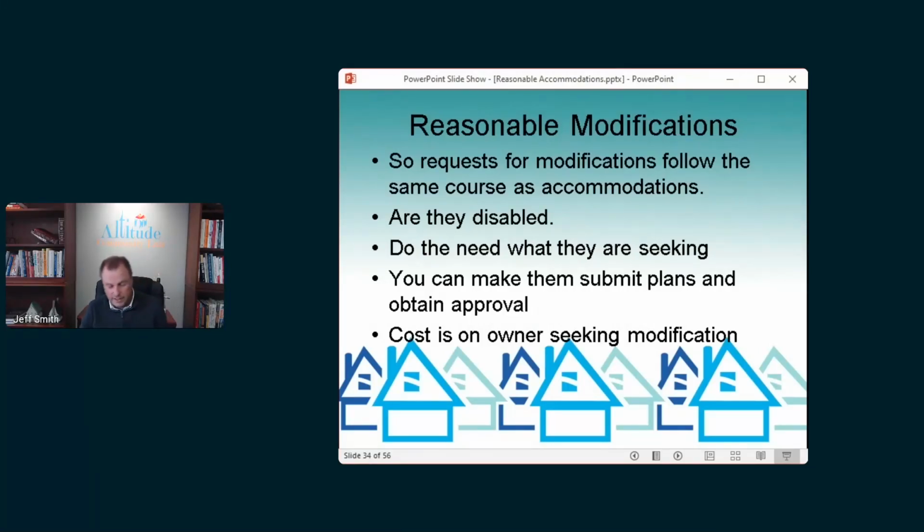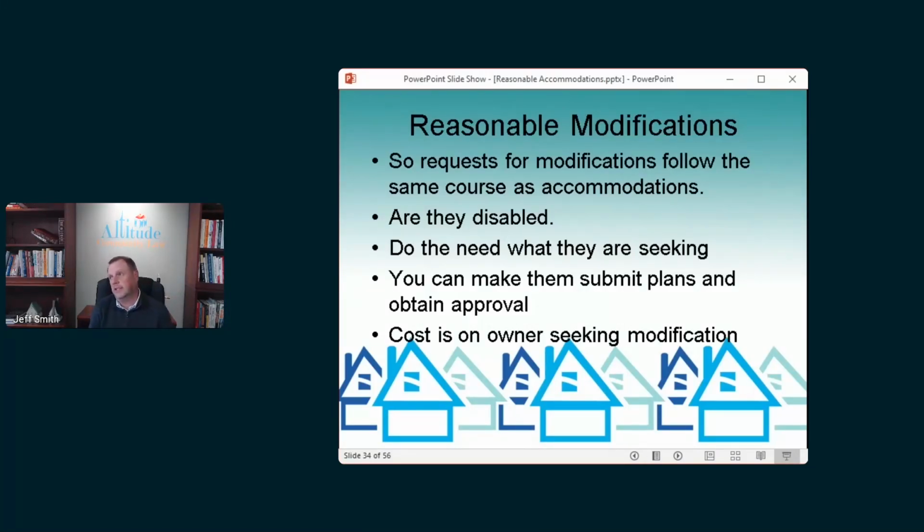Sometimes the modification is on HOA property. Sometimes it's on the owner's property. You can make sure it's aesthetically pleasing and well built. If what they want will cost the association a huge sum of money in the future, that may be grounds to say no. If on HOA property, you can require bonded, insured workers on the property.